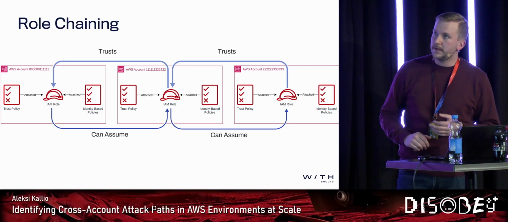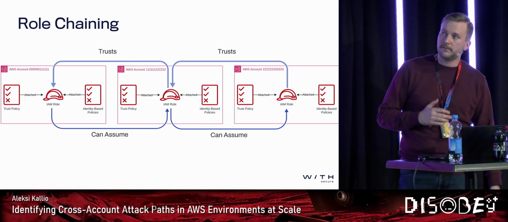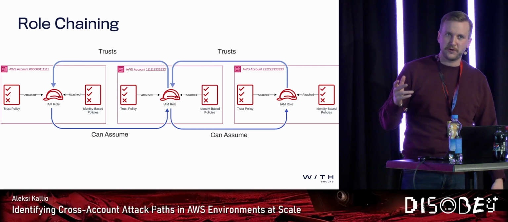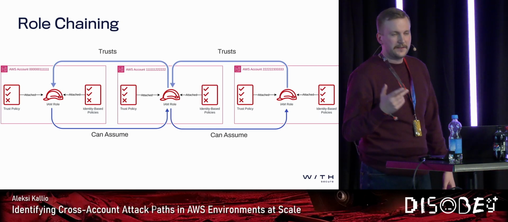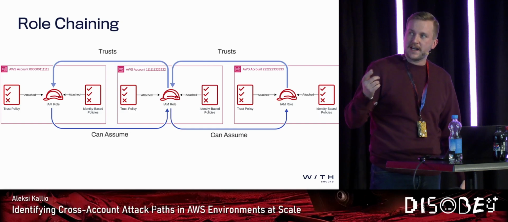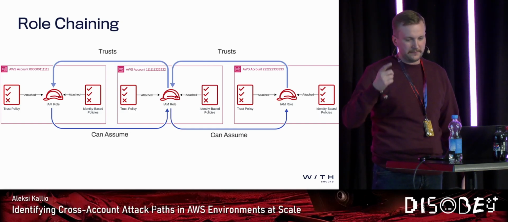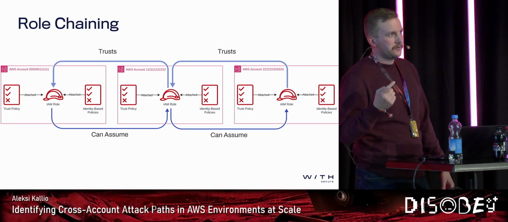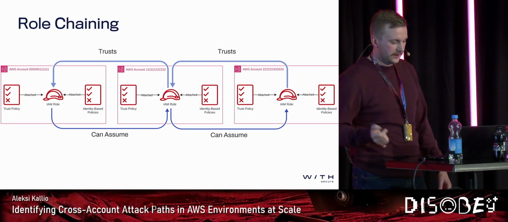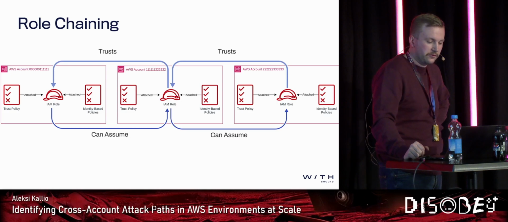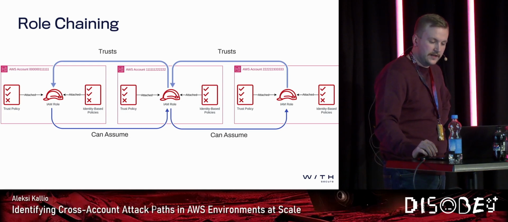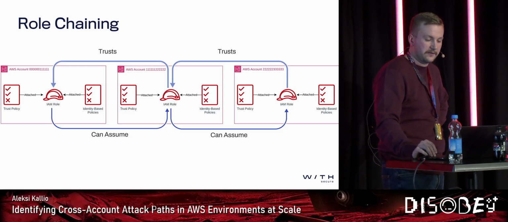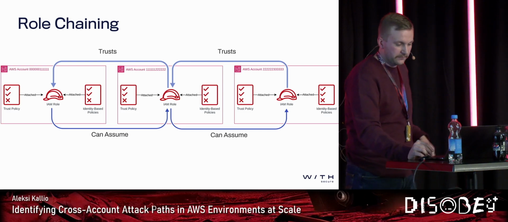Of course, to make this a bit more interesting, the assumed roles can also assume the roles that trust them. So there is a thing called role chaining, which means that you are assuming roles, and then after that, with the credentials of the assumed role, you assume another role, and so forth. If there are just roles trusting the role you assume, you can do it indefinitely.